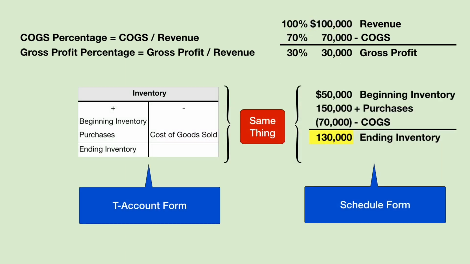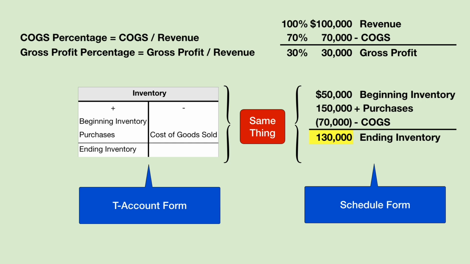Now, I just want to show you that I'm going to use the schedule on the right, but that schedule on the right is the exact same logic as the inventory T account on the left. It just repositioned the numbers. You should see that. Now, accountants, when they talk to each other, they usually would write down a T account on a piece of paper to express an idea.